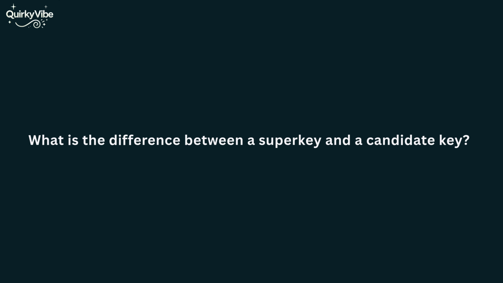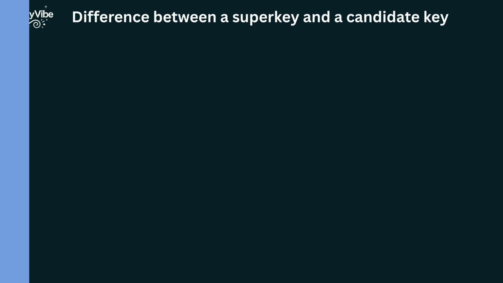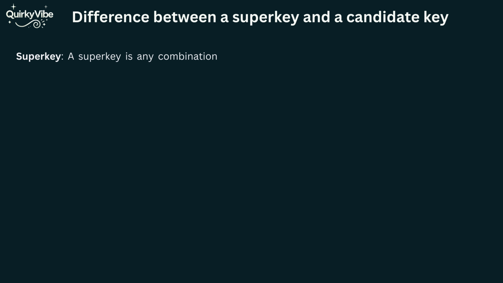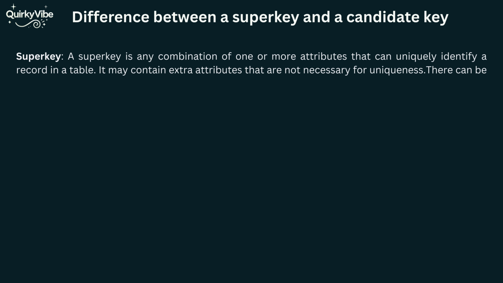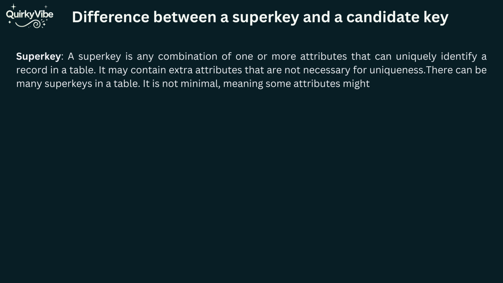What is the difference between a superkey and a candidate key? Superkey: a superkey is any combination of one or more attributes that can uniquely identify a record in a table. It may contain extra attributes that are not necessary for uniqueness. There can be many superkeys in a table. It is not minimal, meaning some attributes might be unnecessary.